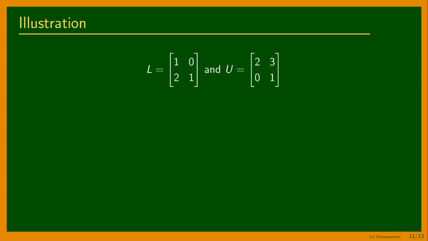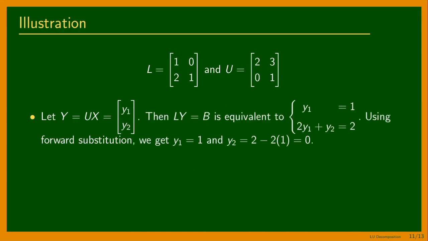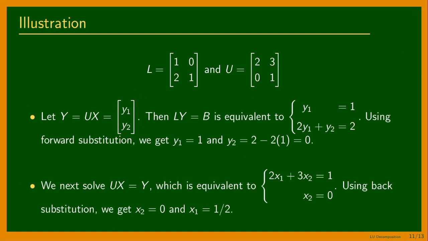All right. So this is the L, this is the U. According to the steps, let y be U times x. Let's call that the vector y1, y2. So first, we solve for Ly equals b. Looking at this L, this converts to this linear system, which can be solved using forward substitution. What I mean by that is that y1 is 1, and substituting the value of y1 here, you get y2 as 0. Now that you have learned about the vector y, you can now solve Ux equals y.